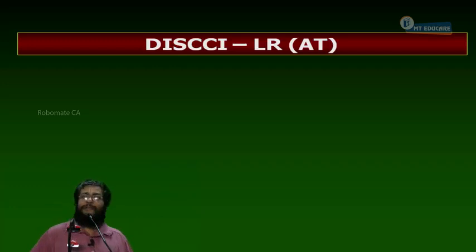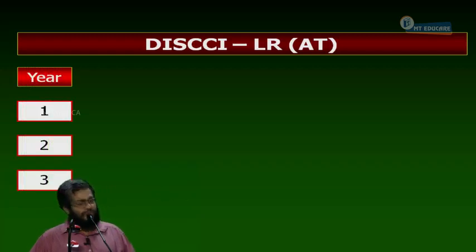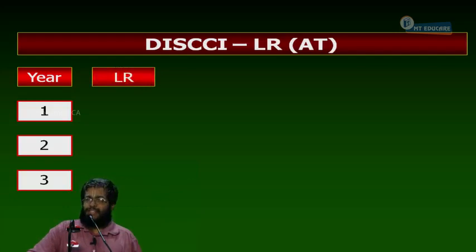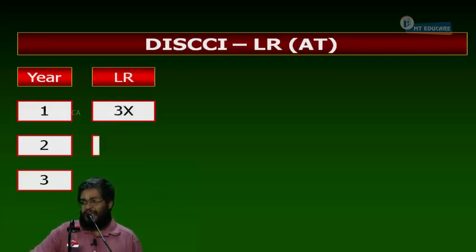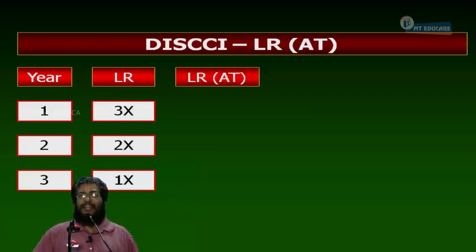Everybody understood or not? Now, write down the following columns: year 1, 2, 3. We are doing it together. Year 1, 2 and then 3. Lease rental. Are all the 3 years the same lease rental? No. What is the lease rental? 3x, 2x, x. Can I proceed? This lease rental is not fully available. It should be after tax. Lease rental after tax. So, tax rate is 35%. After tax should be what? 65% or 0.65. Yes or no?